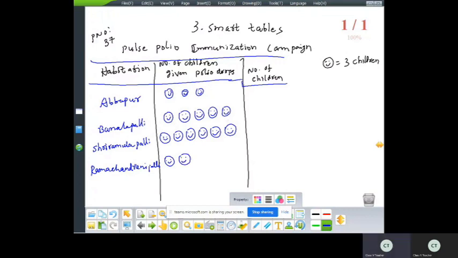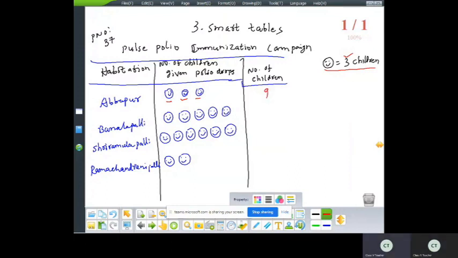Now the question is number of children. We have to fill the number of children as per the given clue. Your clue is 1 face is equal to 3 children. In Abbapur, how many faces are there? 1, 2, 3. 3 threes are 9 children.